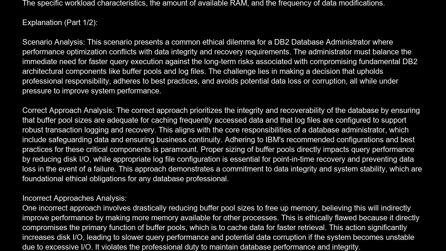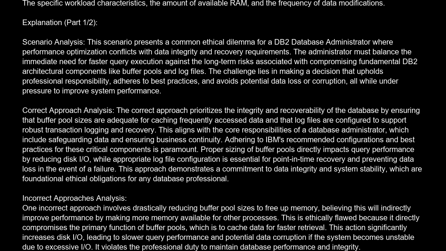Correct approach analysis. The correct approach prioritizes the integrity and recoverability of the database by ensuring that buffer pool sizes are adequate for caching frequently accessed data, and that log files are configured to support robust transaction logging and recovery. This aligns with the core responsibilities of a database administrator, which includes safeguarding data and ensuring business continuity. Adhering to IBM's recommended configurations and best practices for these critical components is paramount.